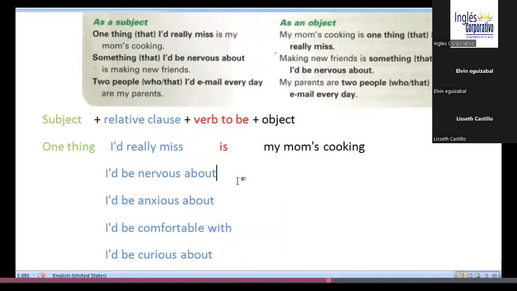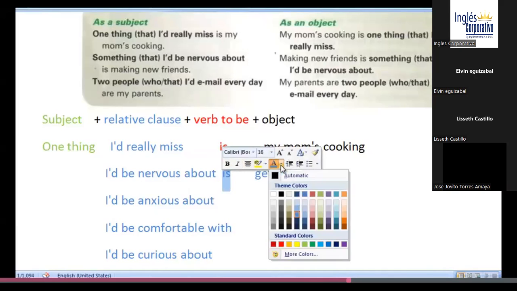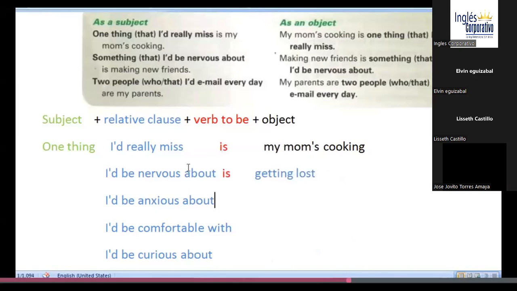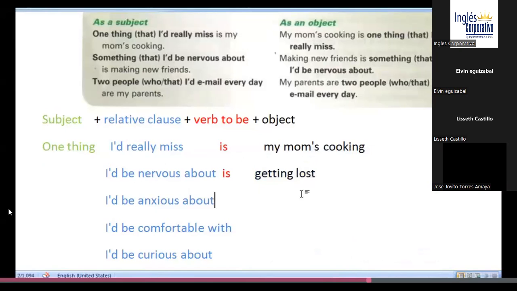One thing I'd be nervous about is, right, that's going to follow the verb to be. And maybe for me is getting lost. All right. Let me try to keep the format a little bit, because I want you to notice that we have one thing is the noun. The relative clause is I'd be nervous about. Then this is followed by the verb to be. And then this will be followed by the object of the sentence. Okay, so for me, one thing I'd be nervous about is getting lost.